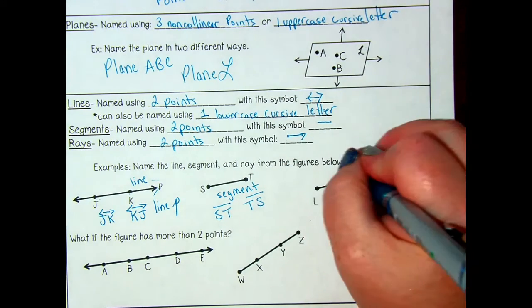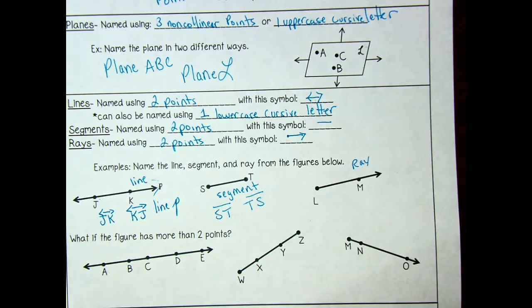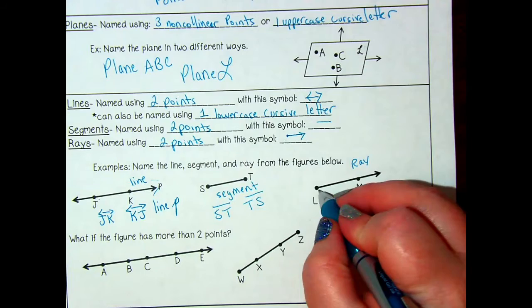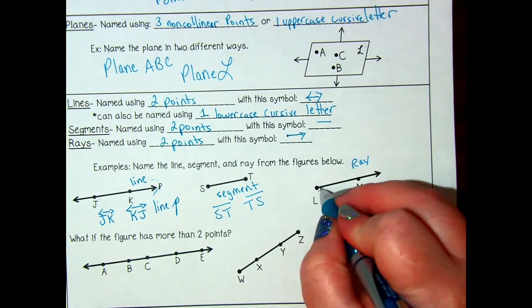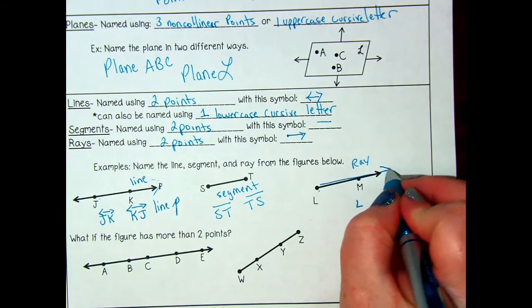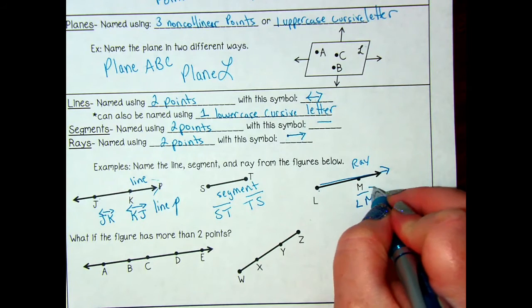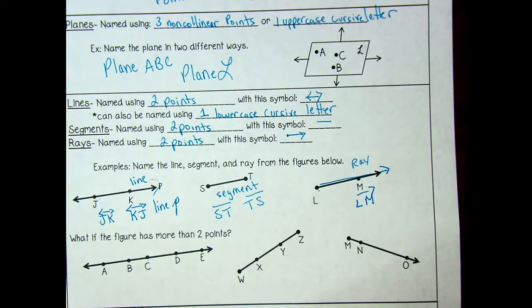This is a ray. Rays, when I'm dealing with rays, order matters. It ends at L and keeps going toward M. So I say that that is ray LM, and there is only one way that I can name it.